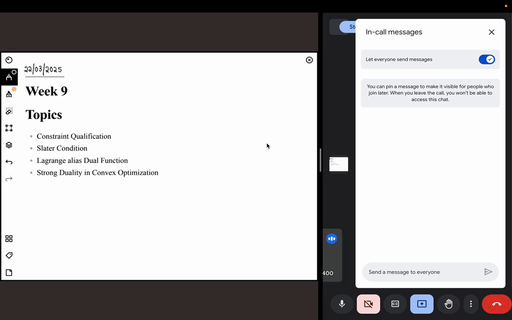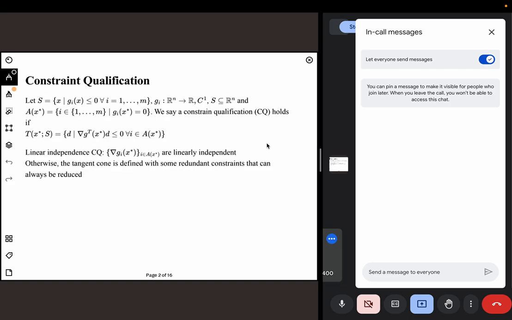And finally, we will see some statements. I would prefer that you go through the lecture videos to see the entire derivation of strong duality. But here I'll just present the statements, the conclusions from the lecture video on how strong duality is established in the case of convex optimization. So the first one is the concept of constraint qualification.